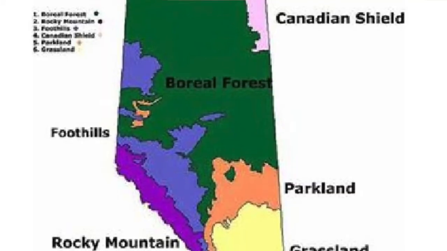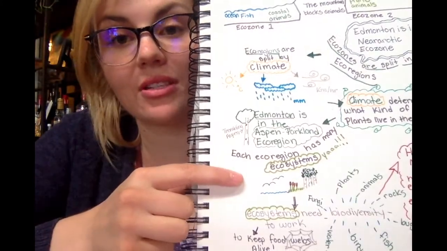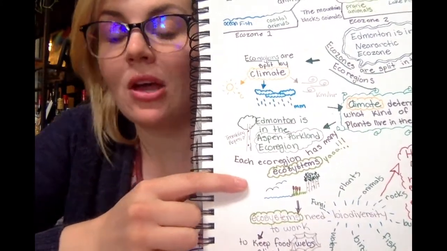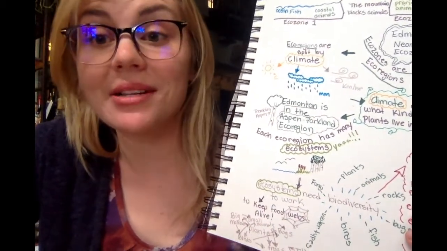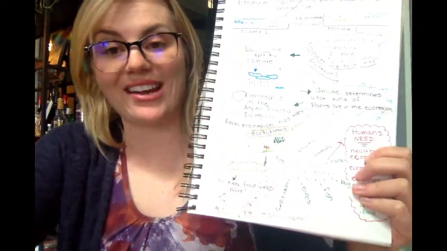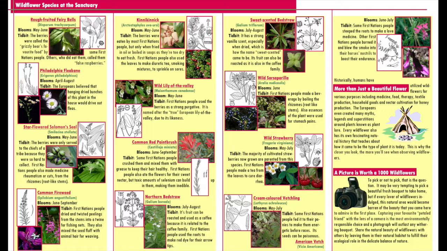So it's good to know what ecosystem Edmonton is in so that we can see what creatures are around us and how we can take care of them. So I'm going to show you the different creatures that you can see around in the Aspen Parkland ecosystem around Edmonton and into the country and surrounding area. First, let's start with the plants because they are the producers of the ecosystem, which means that they produce the food that the other parts of the ecosystem can eat and use.